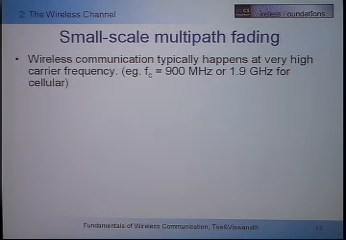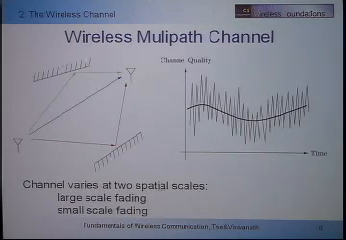So let me explain a few words about the multipath. Wireless communication typically happens at very high carrier frequency: 900 megahertz, 1.9 gigahertz for cellular, 2.4 gigahertz for 802.11b, 5.3 gigahertz for 802.11a, etc. So very high carrier frequency. So what you're sending out are actually waves. And in a wireless environment, you typically have multiple signal paths from a transmitter to a receiver. These multiple signal paths represent multiple waves.